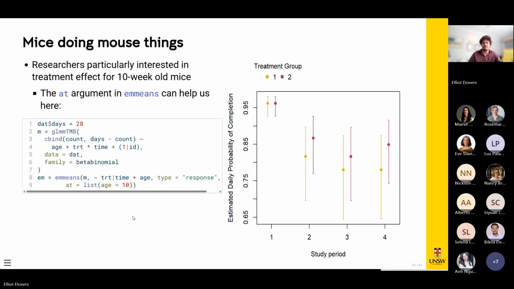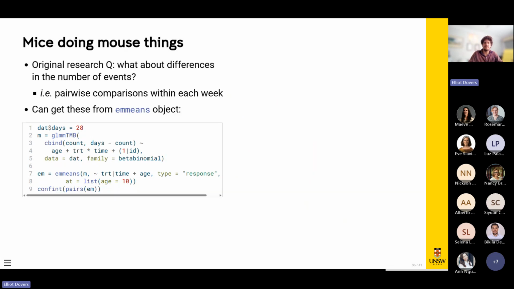But again, we're on the scale of estimated daily probability of having this event occur or completing this task or whatever it was. That wasn't really the original research question. They were really interested in the differences in the number of events per study period. So this is really asking for pairwise comparisons of treatment groups within each week.